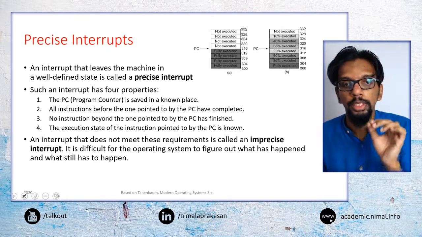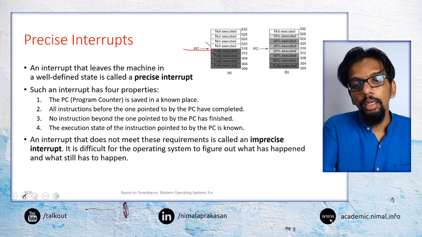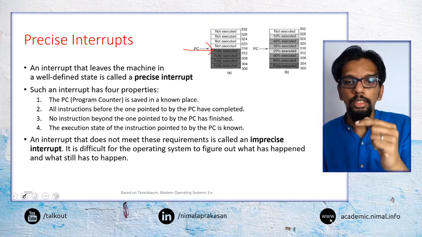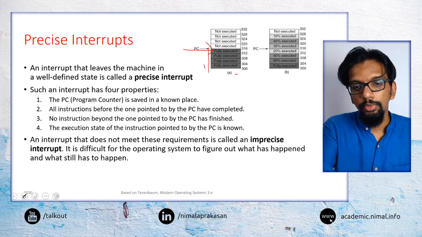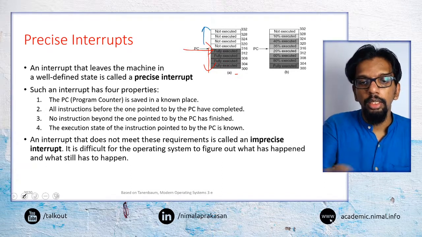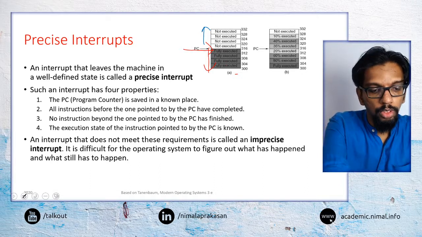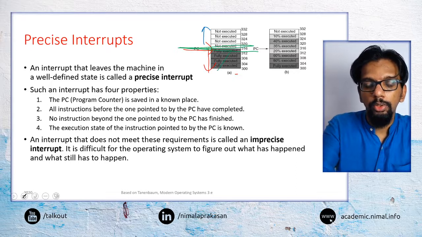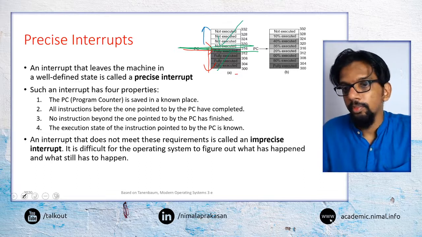So a precise interrupt is when it stops at a point where every instruction before that is executed, and every instruction after that is not executed. So if that is the case, we can say stop at this point. These are all executed already. So when we come back again to that process, we can go with these.